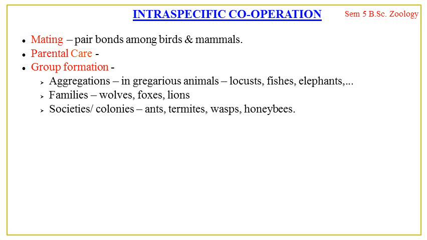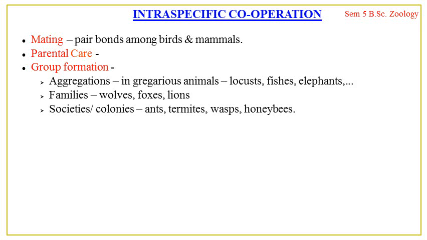One is aggregation. Aggregation is just a random grouping due to certain factors, especially occurring in gregarious animals. For example, locusts, the best example. Only during a particular climatic condition is this kind of aggregation found. So a large number of individuals come together and a random grouping is found. Okay, so that is a group formation.